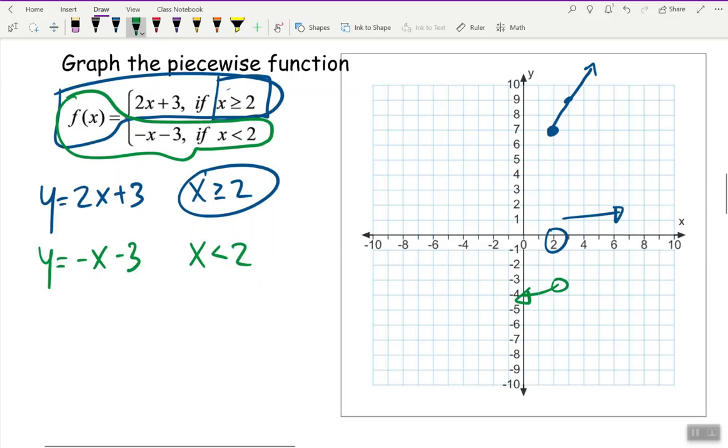So what's our y-intercept? It's negative 3. And what's our slope? Down 1, right 1. So we'll go down 1, right 1 until we get to 2. Now at 2, because we don't have the equal symbol, we'll use an open circle here. And now we're not going to go past that because we just want the values that are less than 2. So that's enough, and there's our line. So that's our graph of this piecewise function.